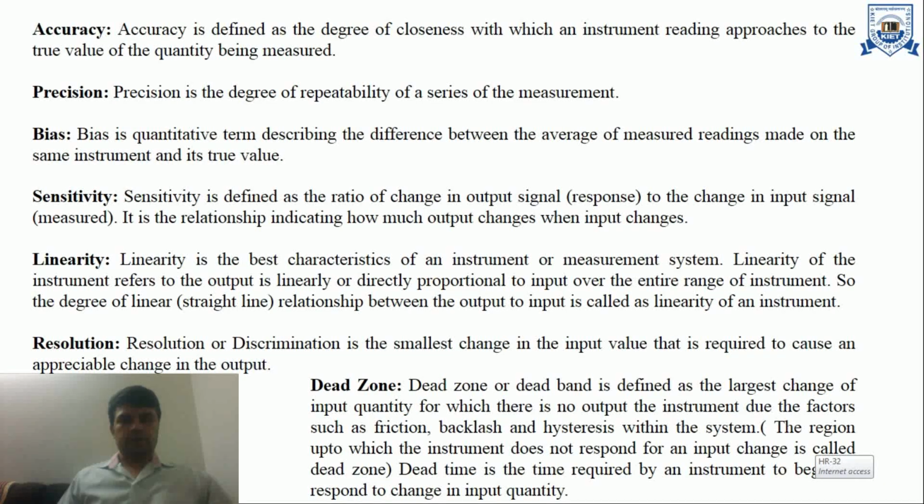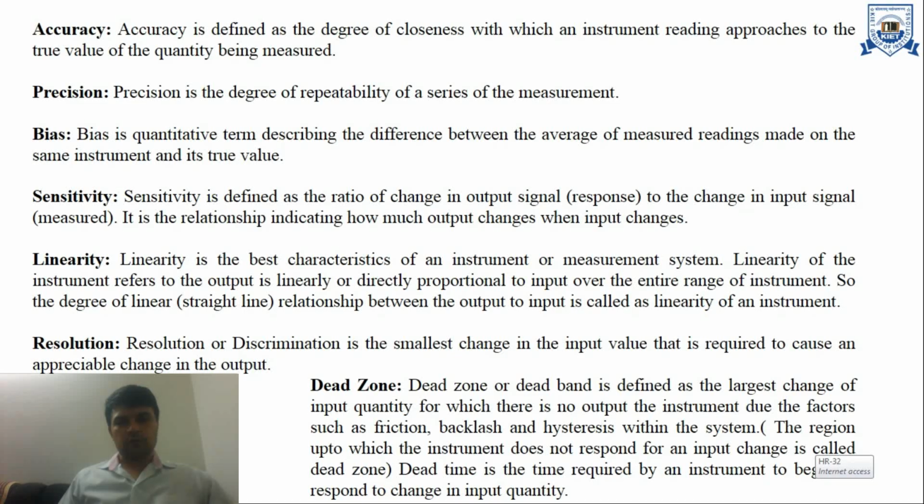Sensitivity is defined as the ratio of change in output signal to the change in input signal. It is the relationship indicating how much output changes when input changes. Then the term linearity. Linearity is the best characteristic of an instrument or a measurement system. Linearity of the instrument means the output is linear, or directly proportional, to the input over the entire range of the instrument. So the degree of linear relationship between the output and the input is called linearity of an instrument.